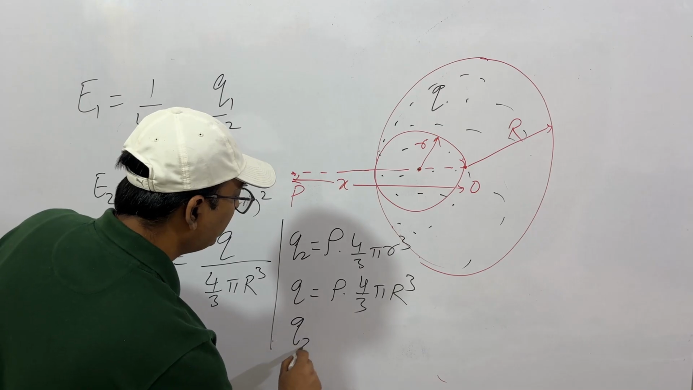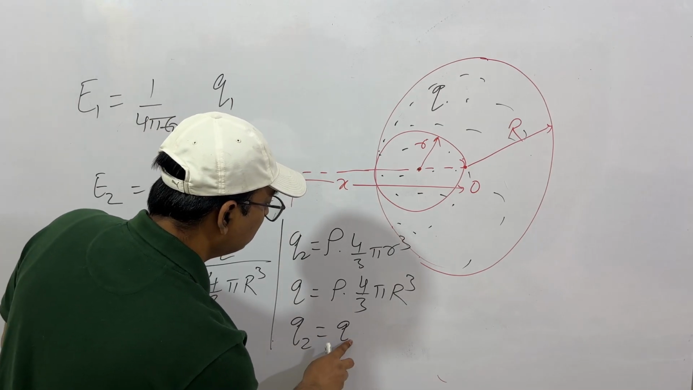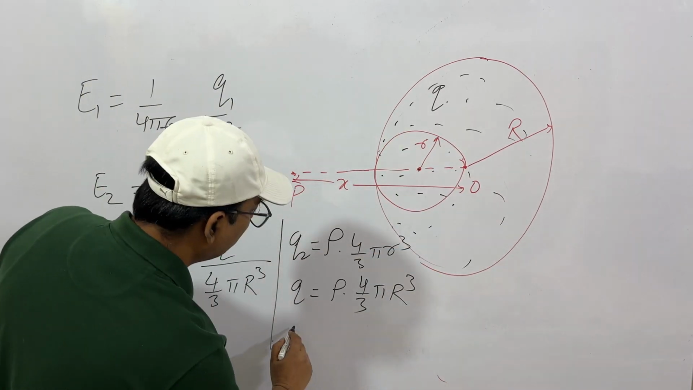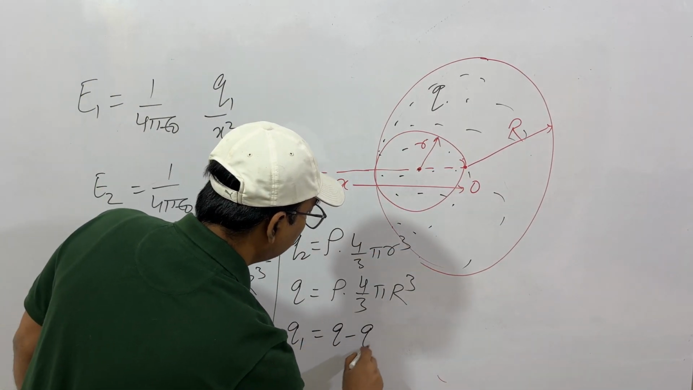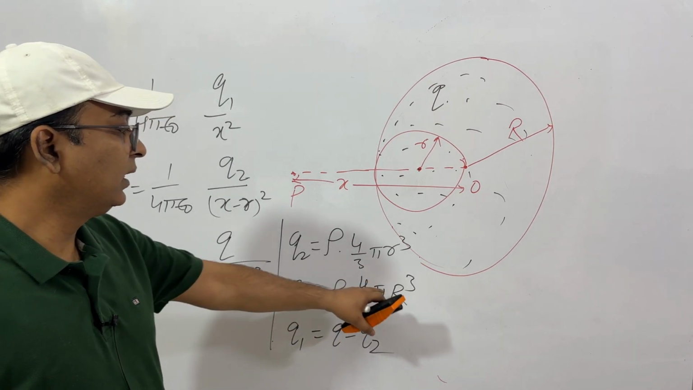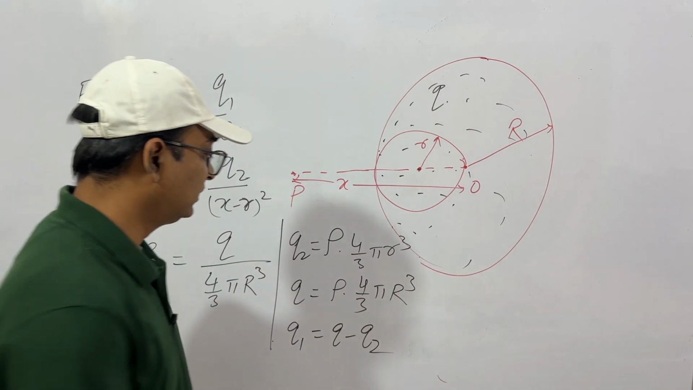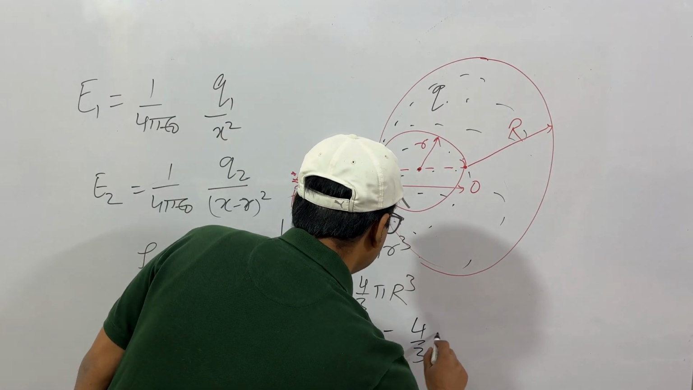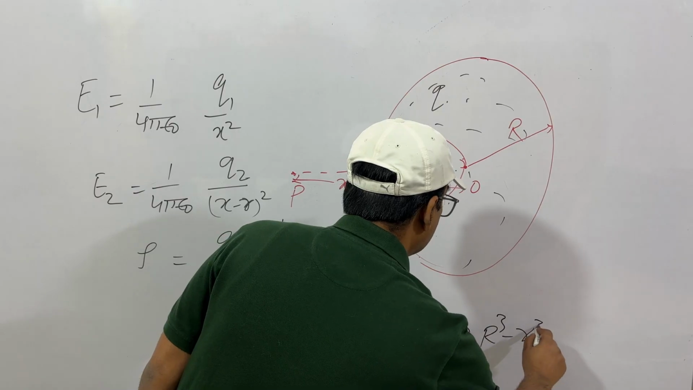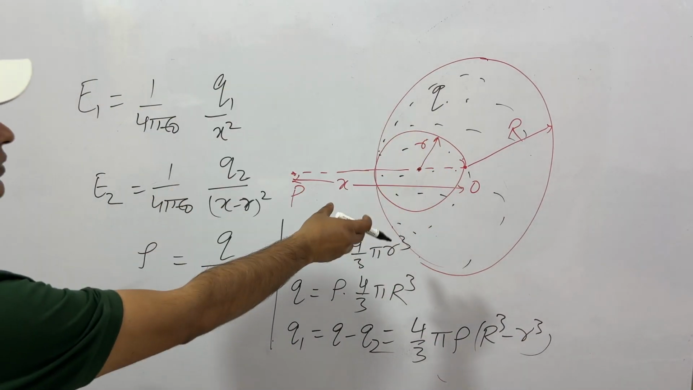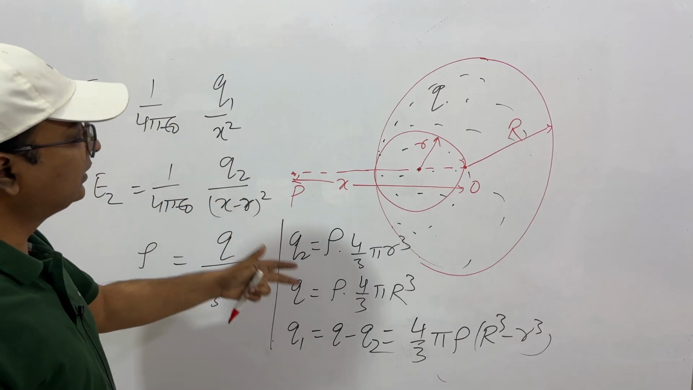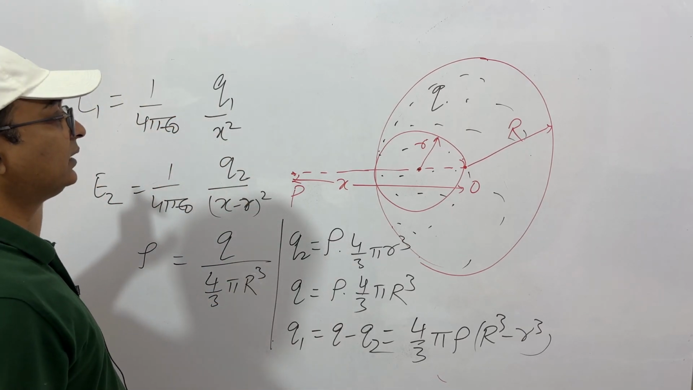Therefore Q1, if this is Q1, so Q1 will be Q minus Q2. So you get it? It is 4 by 3 pi rho, capital R cube minus small r cube, that is 4 by 3 pi rho R cube minus r cube. So this is the charge on this surface. So we know what is Q1, we know what is Q2. We can put these values and find the net electric field intensity at this point.